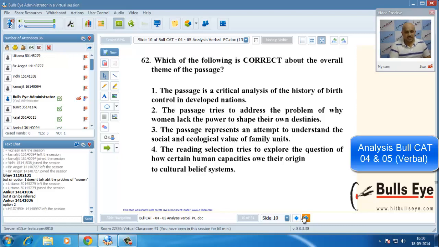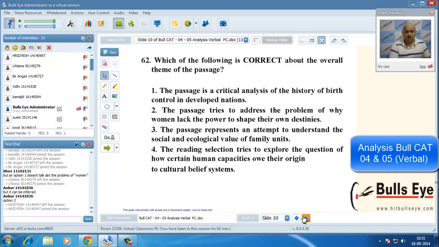So as soon as he says it is a critical analysis, what does it mean? What does critical analysis mean? That means he is looking into the implications of birth control as well. So now it becomes relevant. It carries our subject, which is birth control. And option number one also talks about the implications of birth control and how it is treated, which makes it very, very relevant.